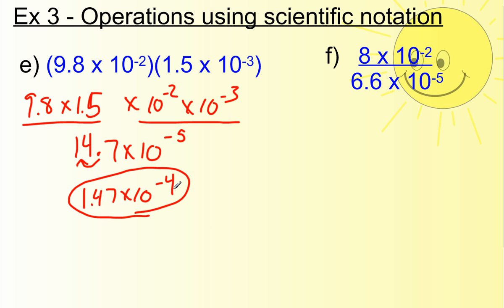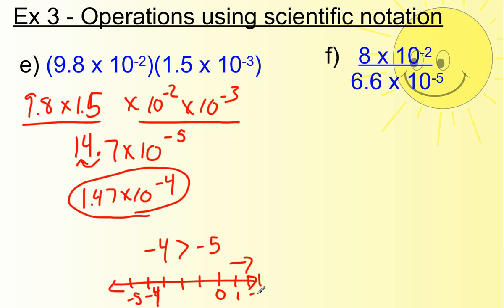So negative 4 is bigger than negative 5. If you think about it on a number line, negative 5, negative 4, negative 3, negative 2, negative 1, 0. Negative 4 is bigger because it's closer to 0, and going this way, you get bigger.